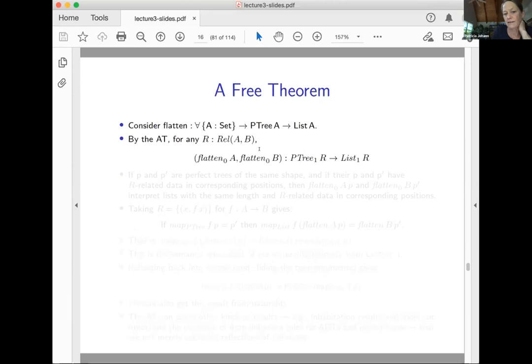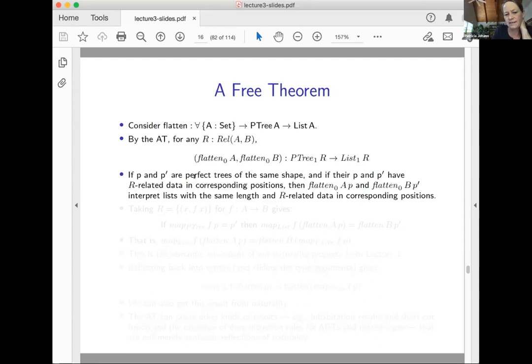So what I want to do is unpack this. This is what I've done in the bullet point that I'm circling: I've just instantiated the abstraction theorem for this particular function. Now I want to unpack that a little bit. So what it says is that if P and P prime are perfect trees of the same shape, and if they have R related data in corresponding positions, then if I flatten P and flatten P prime, I will get lists with the same lengths and R related data in corresponding positions. That's intuitively what it says.